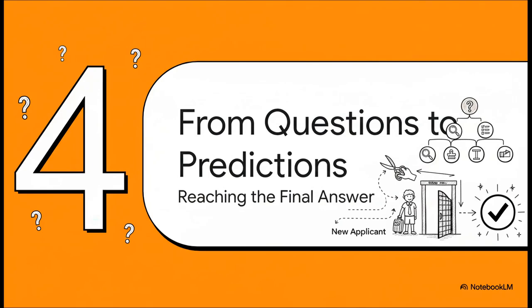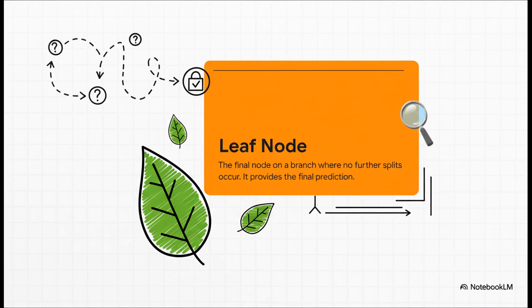All right, so we've built the tree, we've pruned it to keep it from overthinking. Now for the main event. How do we actually use this thing to make a final decision on a brand new applicant? Well, when a new applicant's info comes in, it travels down the tree, right? It answers each question along the way, taking a left or a right, until it hits a dead end. That final stopping point, where there are no more questions to ask, that's what we call a leaf node. And that leaf holds the answer.